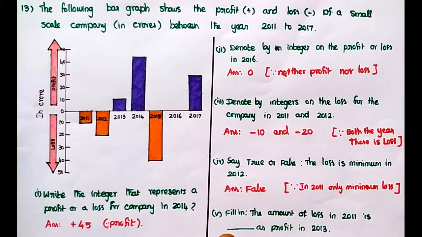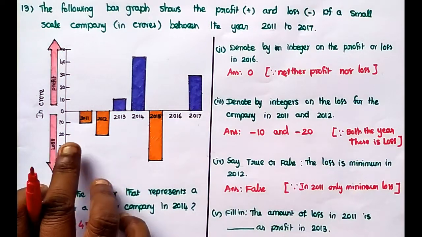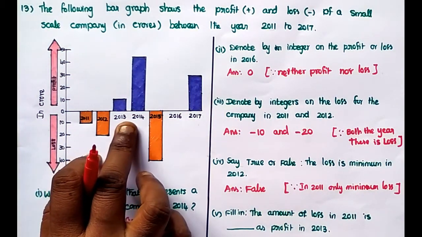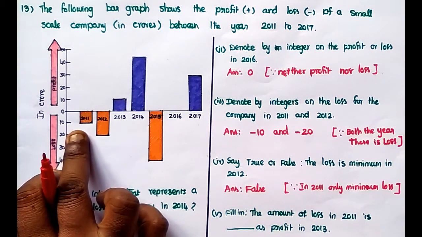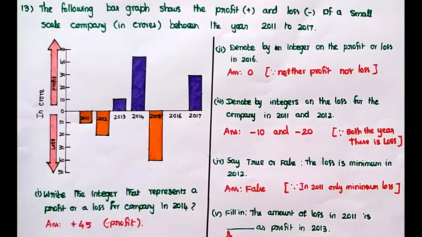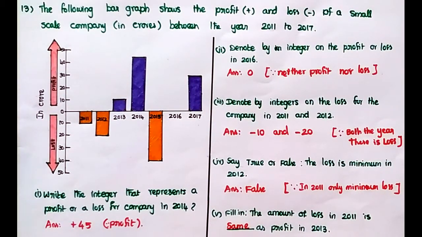Next one, fill in the blanks. The amount of loss in 2011 is dash as profit in 2013. See the 2011 and 2013. The amount of loss in 2011 is same as the profit in 2013. That is the answer. Same as the answer.